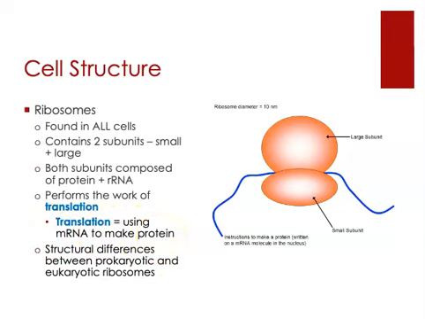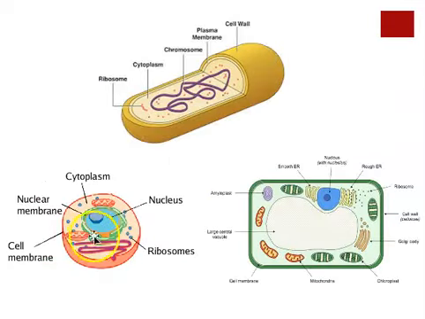Now, all cells have ribosomes, but there are some structural differences between prokaryotic ribosomes and eukaryotic ribosomes. All kinds have a large subunit and a small subunit, but the actual protein that's inside those subunits, the actual rRNA that's inside those subunits, is going to be a little bit different in bacteria and archaea than it is in eukarya. So yes, when we look at these drawings, we can see these little dots that represent ribosomes.